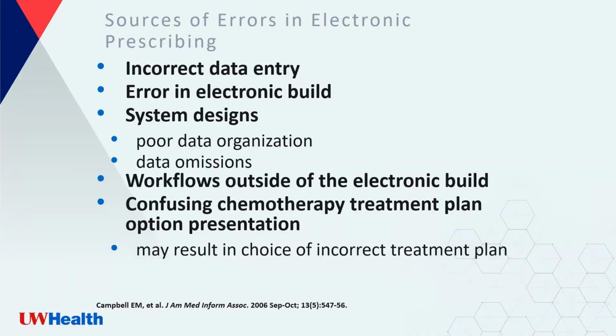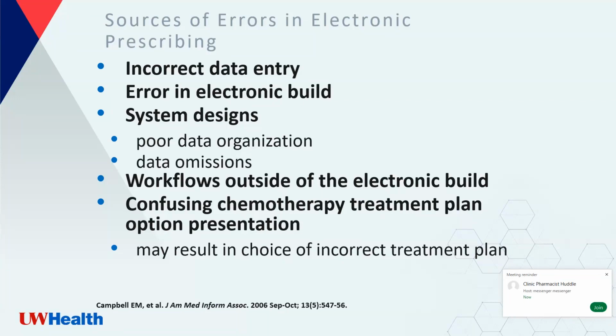So almost 13 years ago now, we changed from paper orders for chemotherapy to electronic prescribing. But there are still sources of errors in electronic prescribing, even though it is much safer than it was on paper. So any kind of incorrect data entry, such as incorrect patient weight, or an error in electronic build, which can happen despite all of our fail-safes if all the Swiss cheese holes line up. System design, such as poor data organization or data omissions, workflows outside of the electronic build, trying to get things done in what someone might decide was more efficient.